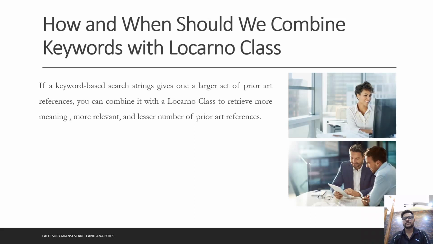For example, if you run a string for chair and the number of results is around maybe 10,000 or 5,000, then you can add a classification to it. In that case the noise coming from that number of results in the database can be easily removed. So if you add keywords with a Locarno class, it will give you more refined results.